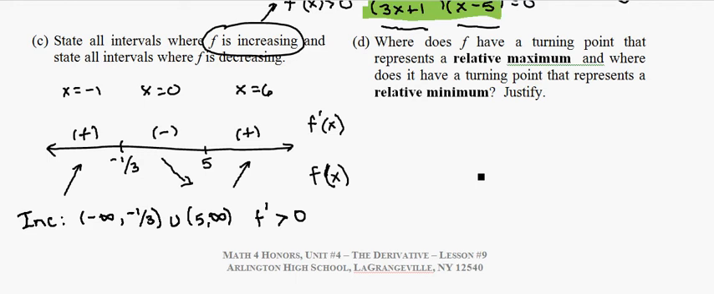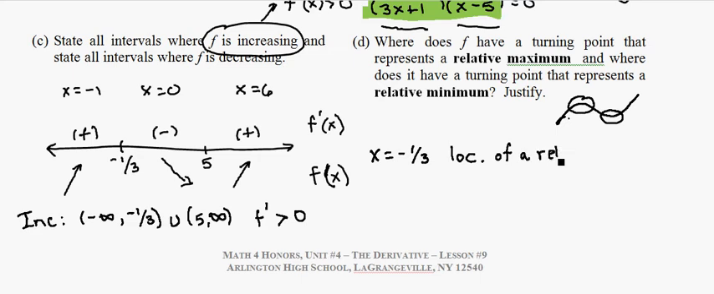Now, letter D, we're going to finish off here by trying to figure out where we have a relative maximum and where we have a relative minimum. Those are turning points. That's probably pretty darn obvious just from the sign analysis what this cubic looks like. Kind of looks something like that. So it's pretty obvious we have a relative maximum here, a relative minimum here. So really, it's just about justifying it. And I'm going to write down the justification for that relative maximum at negative 1/3. Here's what we want to write. X equals negative 1/3 is the location of a relative max. Here comes our justification.